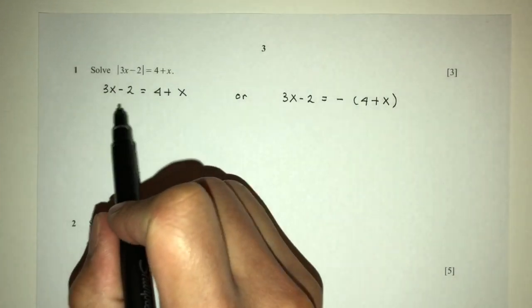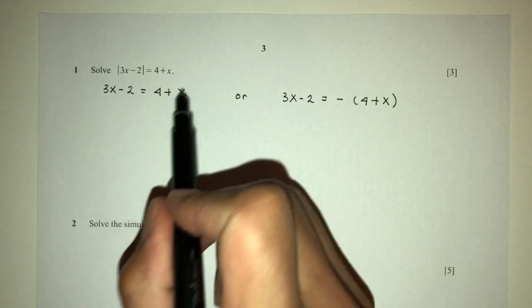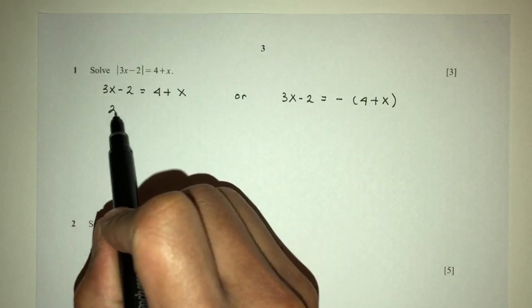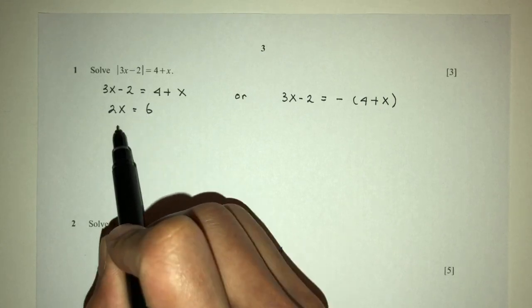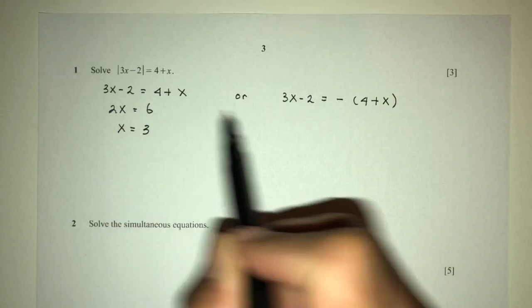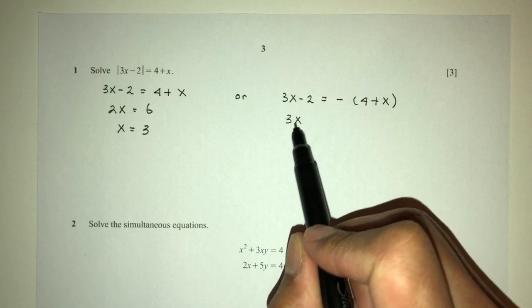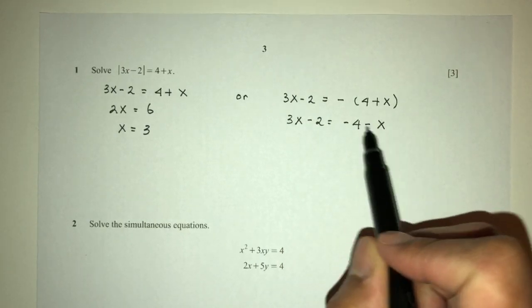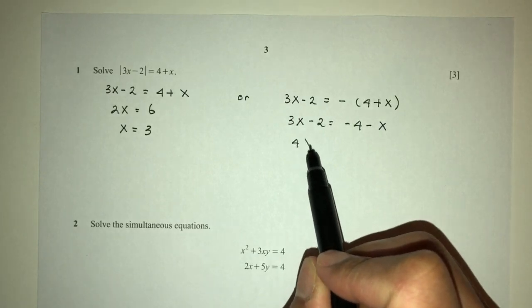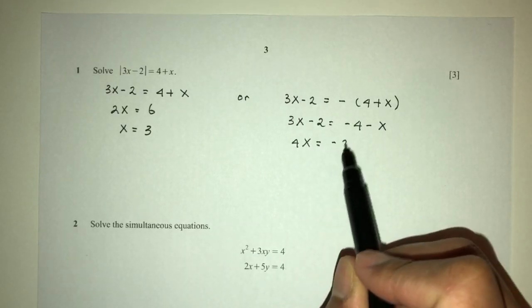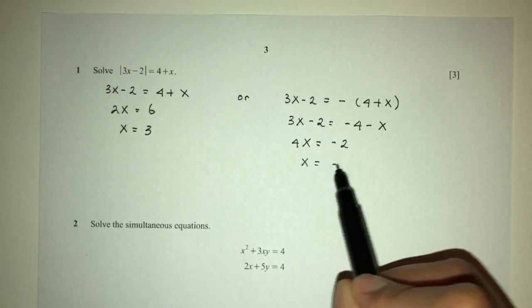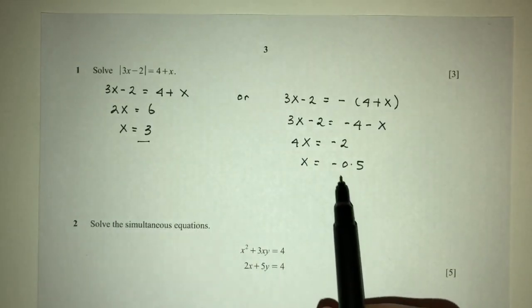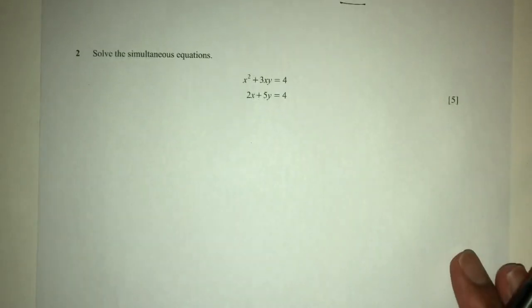Okay, so now we have to solve for the x value. So we send x to one side. 3 minus 1, that will be 2x. That will be 6, x will be 3. And here we have to expand the brackets to see what happens. So that will be minus 4 minus x. Send this over here, you will have 4x, and that will be minus 2x will be minus 0.5. So you will have two values for x for your answer for question number 1.